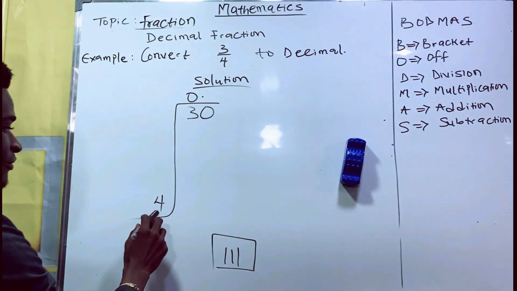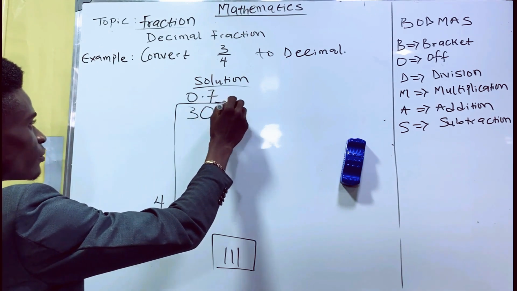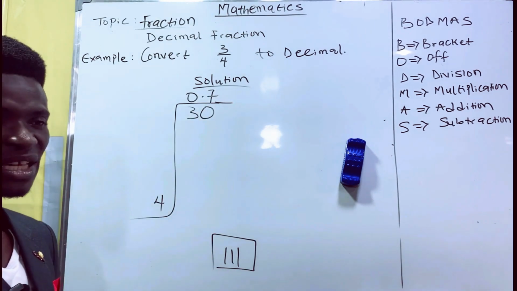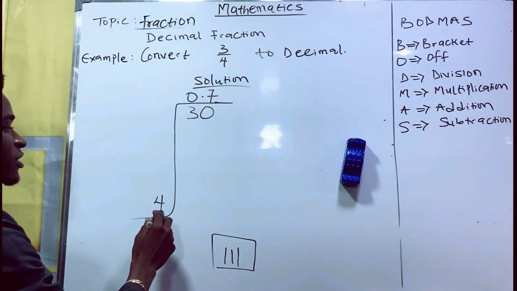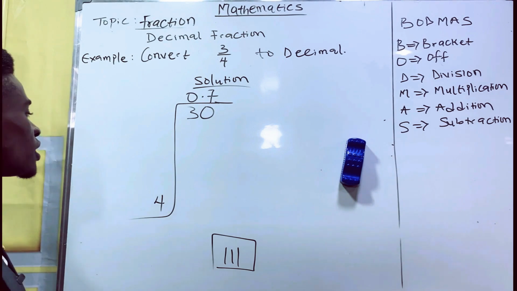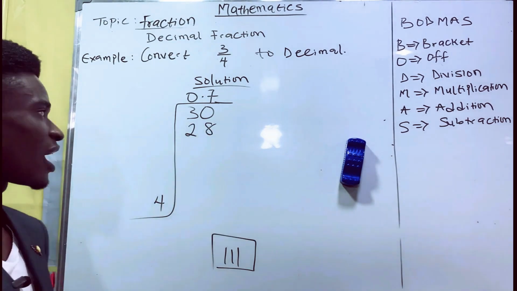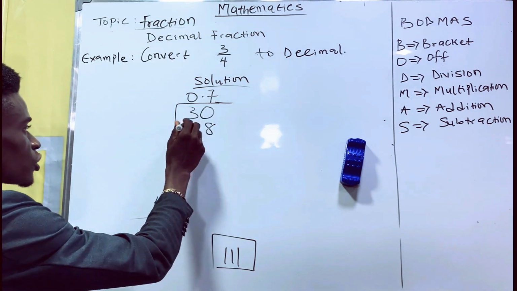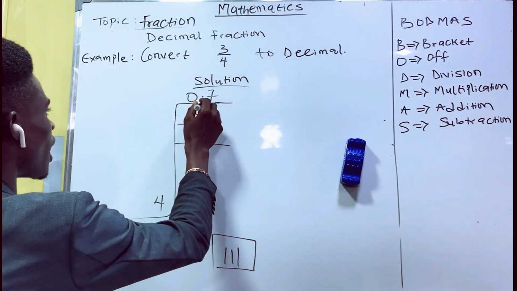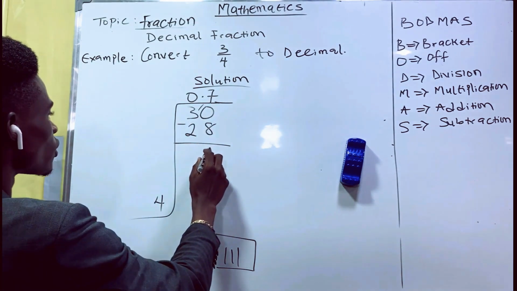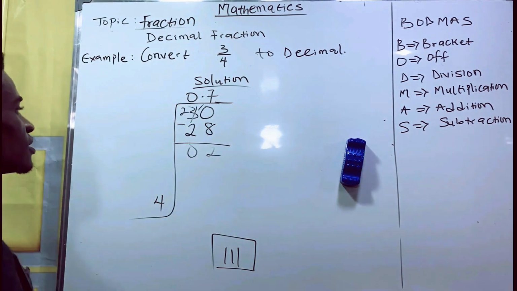Now, 30 divided by 4. 30 divided by 4 is 7. So we place our 7, which is 7 whole times, 7 complete times. Now, we place our 7 at the top. Now, 7 times 4 gives us 28. We place our 28 here. Now, having multiplied 7 times 4, which is 28, we subtract. Now, 0 minus 8 is impossible. We add 1, which is 10 minus 8 gives us 2. And 2 minus 2 gives us 0.